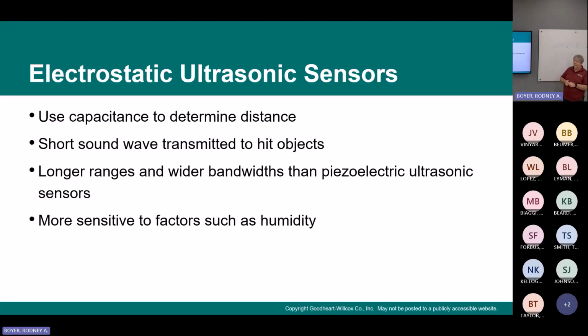Electrostatic ultrasonic. I've never personally seen one of these. It uses capacitance to determine the distance. A short sound wave is transmitted and hits the object. It has longer ranges and wider bandwidth than piezoelectric, and is more sensitive to factors such as humidity.